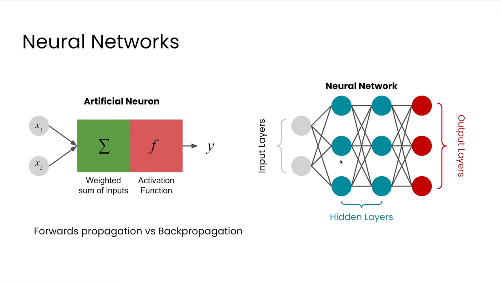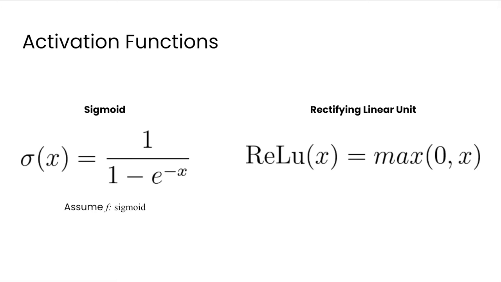And then the way that these learn is through some algorithms called forward propagation and back propagation. Furthermore, we also need to learn a little bit more about activation functions. So this one right here is called a sigmoid function. It's called sigmoid because it looks like an S if you were to graph it out. And then there's the rectified linear unit, which is ReLU, which is zero for a little bit until you basically get a linear line.